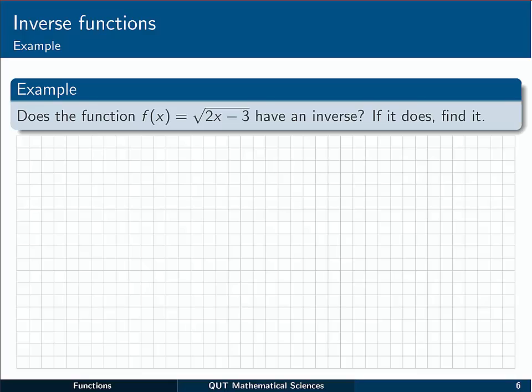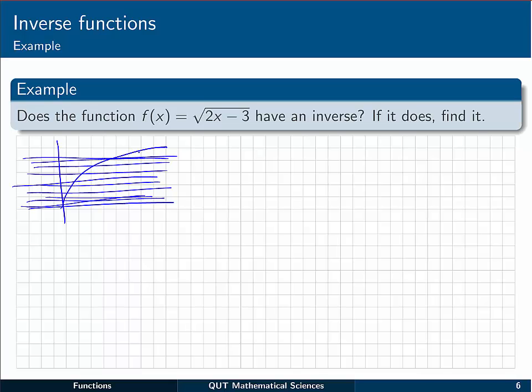Now let's have a look at the process of finding the inverse function. First of all, we're going to check if this function does have an inverse. Well, a square root function essentially looks something like this. So we can imagine doing a horizontal line test on this one, and we'll only ever cross that function at one point for any given vertical axis value. So yeah, we're pretty sure that it's going to have an inverse. But how do we find it?